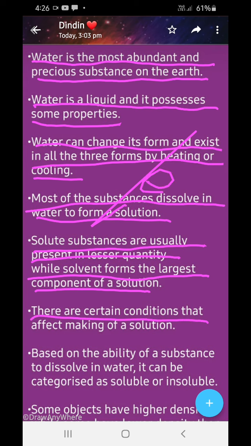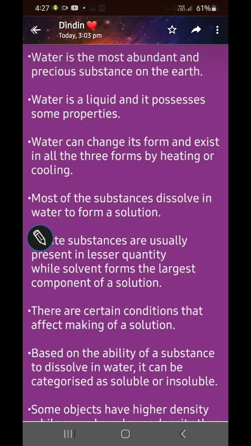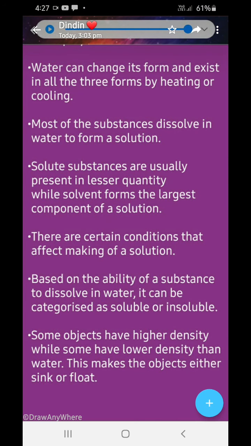There are certain conditions that affect and make a solution. Based on the ability of a substance to dissolve in water, it can be categorized into soluble or insoluble.